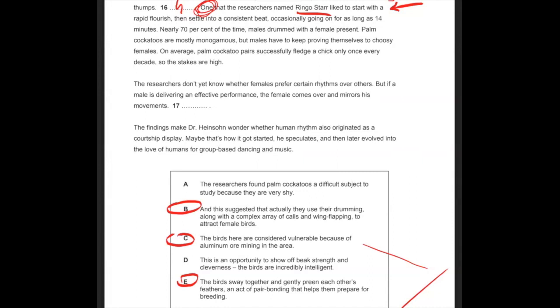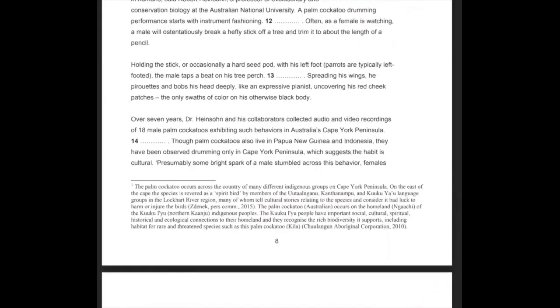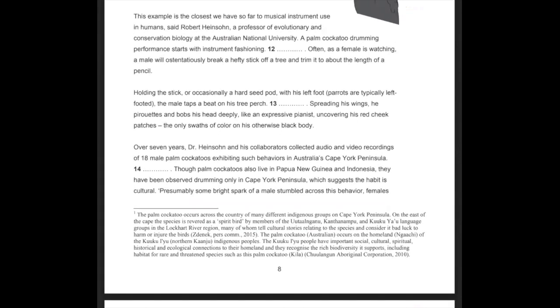So question 14, the birds here are considered vulnerable because of aluminium ore mining in the area, right? Now go back and see how that actually works within the sentence and if it makes logical sense. So it says, exhibiting such behaviors in Australia's Cape York Peninsula, right? In Australia's Cape York Peninsula. Then the following sentence was, the birds here are considered vulnerable. And that ties in perfectly because when you see a sentence and it says the birds here are considered, then you need a sentence beforehand to tell you where here is. And in this case, it does tell you. It tells you that here refers to the Cape York Peninsula, which is why for question 14, C works perfectly, right?